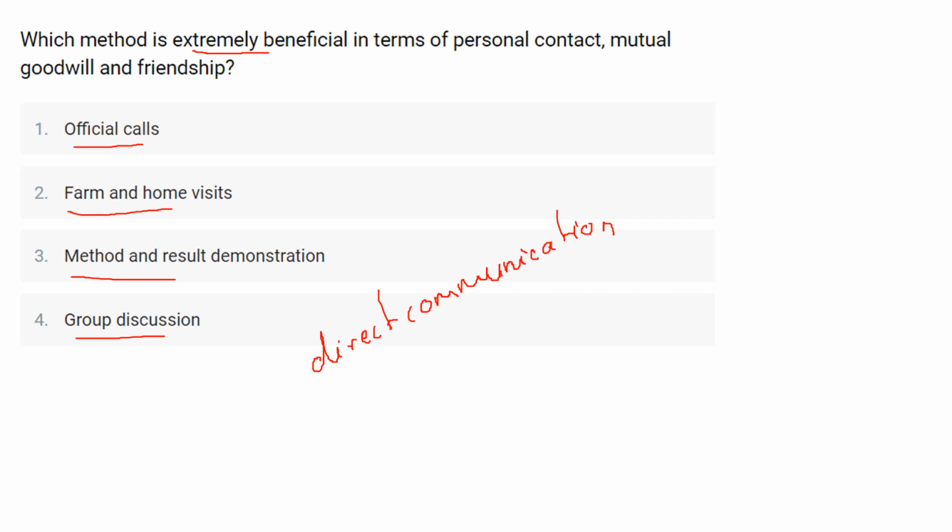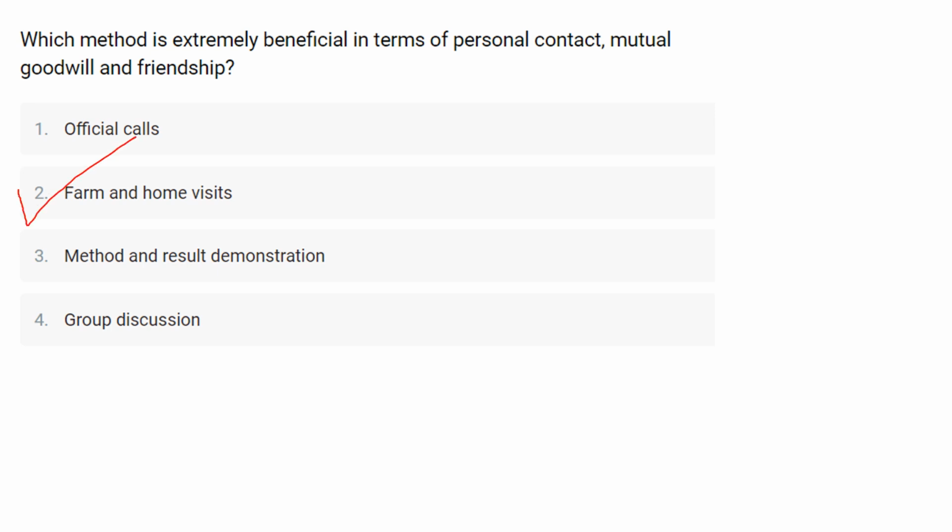It provides the farmer specific advice and information. It aids in keeping in touch and gradually establishing connection and friendship with the farmers. Thus, farm and home visits are extremely beneficial in terms of personal contact, mutual goodwill and friendship. So because of this, the correct answer for this question will be option number 2.